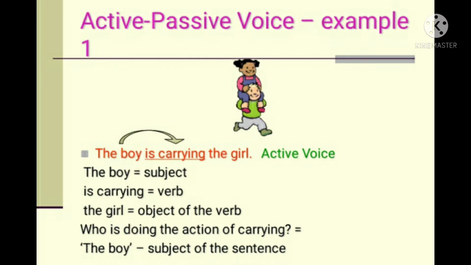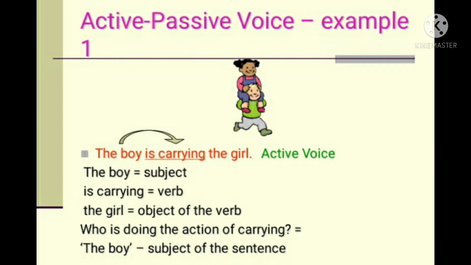Now, the boy is carrying the girl. Active voice. What is the subject here, children? The boy. What is the verb? Is carrying. There is an object here. What is the object? The girl. The girl is the object of the verb. And who is doing the action of carrying? That is the subject of the sentence, the boy. So when the subject is doing the action, it is in the active voice.